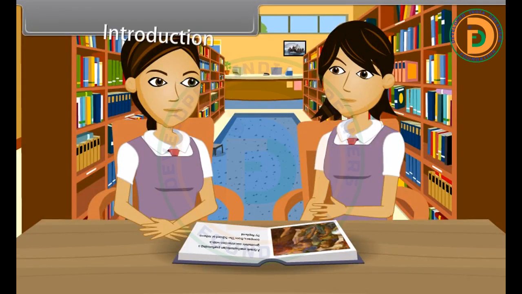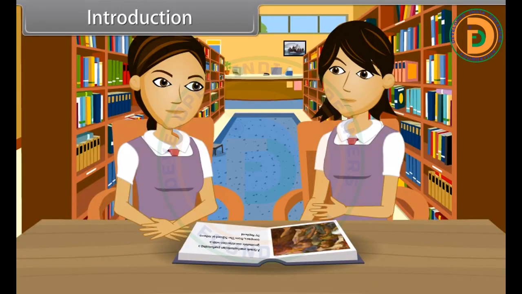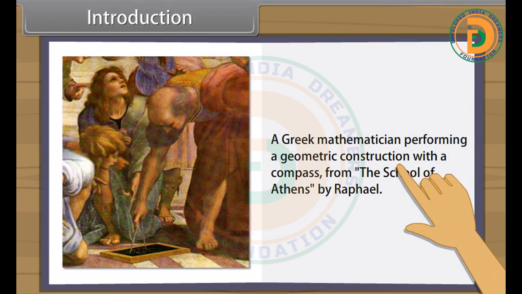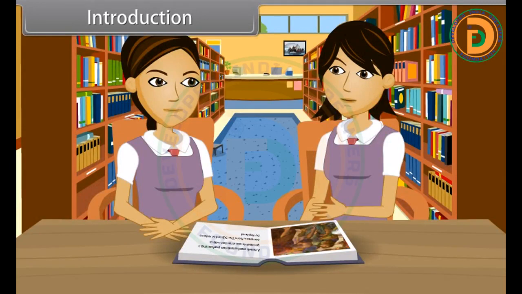Hey, look at this picture. A Greek mathematician performing a geometric construction with a compass, from The School of Athens by Raphael. Do you know how geometry originated? It appears to have originated from the need for measuring land.